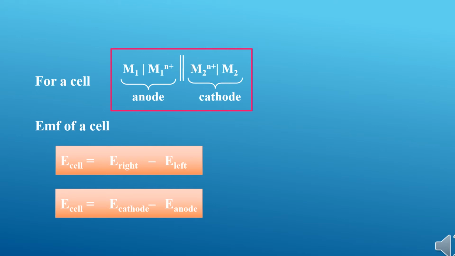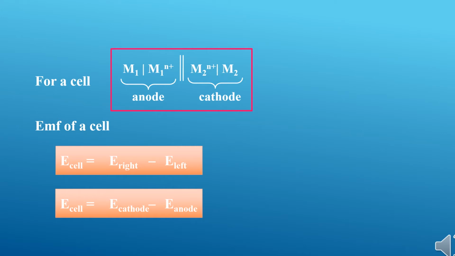So how do we calculate the EMF of the cell? We can take the EMF of the cell as the cell potential, or E cell. For calculation purposes, we take the EMF of the cell and the cell potential as the same thing. E cell is equal to E right minus E left.